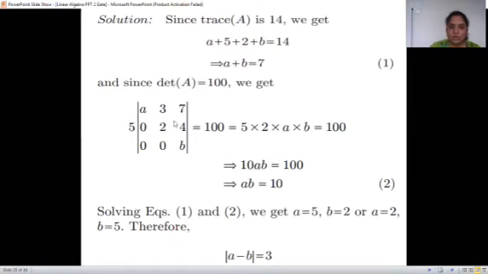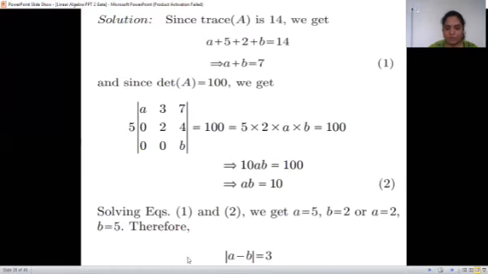So that is equal to 100, given to you. So 5 into solving this determinant, we get 2 into A into B. So it is equal to 100. So 10AB is 100. So AB is equal to 10. Okay. So solving these two equations for A and B, suppose B is 10 by A, substitute here. So A square plus 10 is equal to 7A. So A square minus 7A plus 10 equals 0, that is 5 and 2. So your answer is either A is 5 and B is 2, or A is 2 and B is 5.